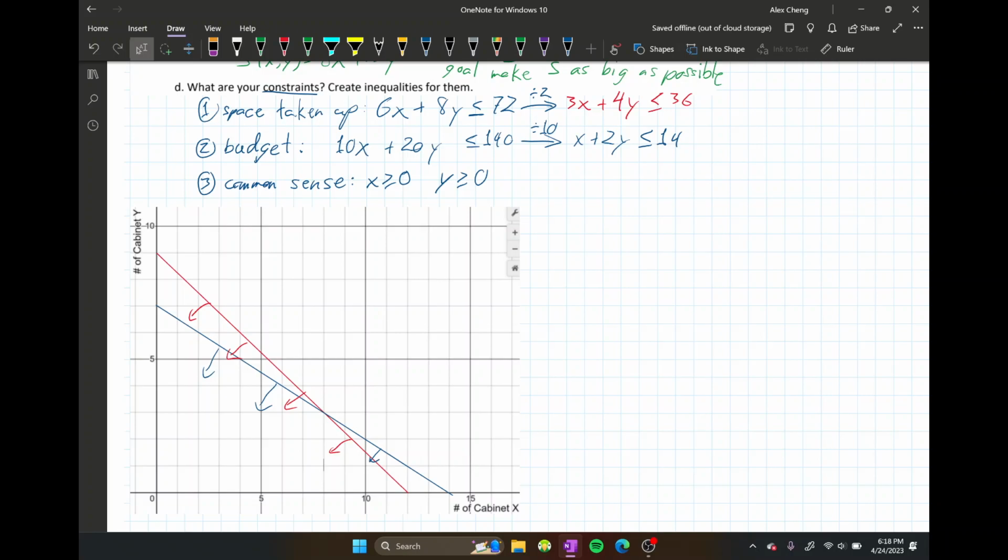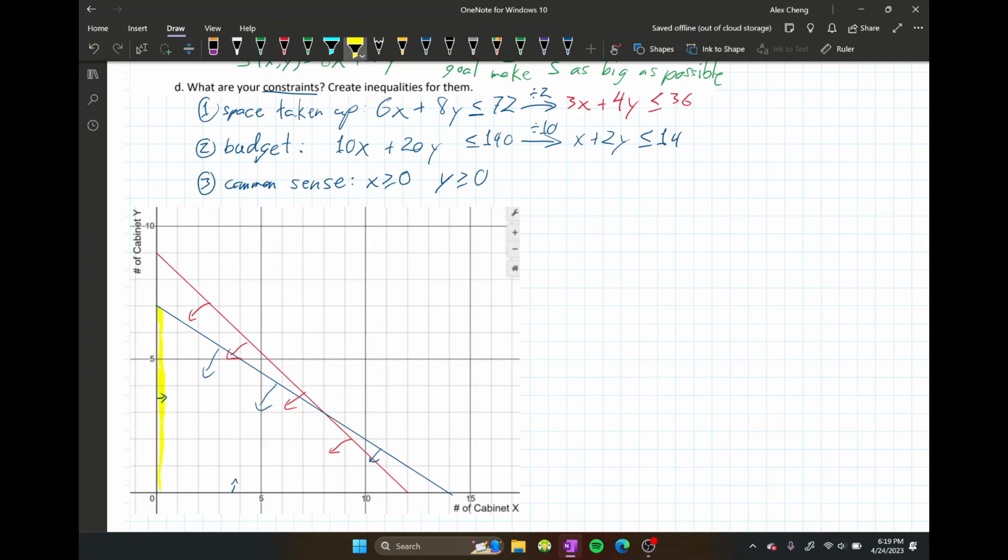Alrighty, so I have graphed our constraints. I color-coded them just so we can see a little bit more clearly what's going on. We have 3x plus 4y less than or equal to 36. That one is in red. And the budget one, x plus 2y is less than or equal to 14, in blue. I didn't bother writing the common sense ones because we know that x and y have got to be greater than 0. So that's going to look like this, going up inward. Hopefully you can see that our feasible region is in here.